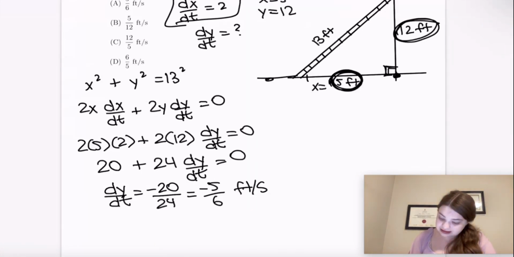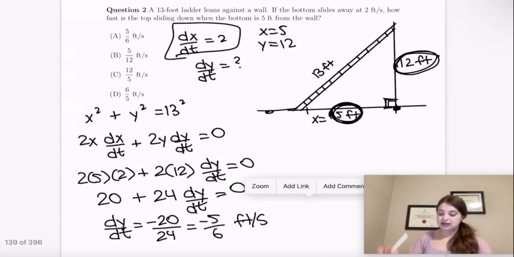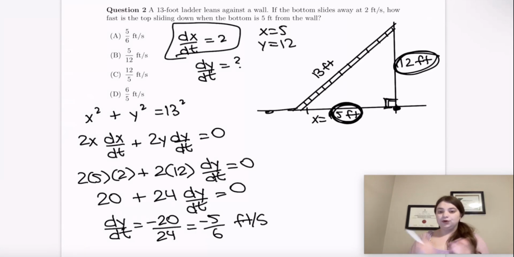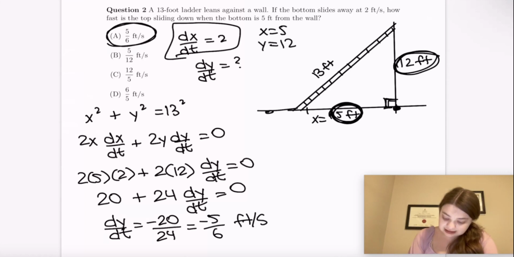Now, the reason it's negative is because this ladder is falling, right? It's coming downward, not upward at this rate. And here they're asking how fast is the top sliding down. And so since they're already accounting for the fact that it is sliding down, we would choose the positive answer, which is 5 over 6 feet per second, because essentially the negative just means it's falling down, which we already knew, which they've already taken into account.